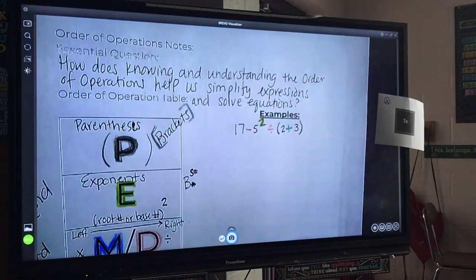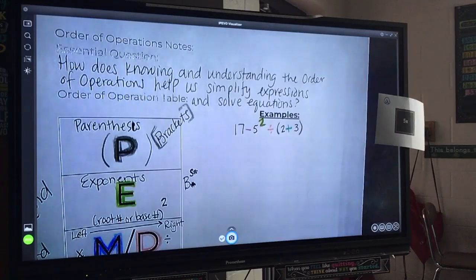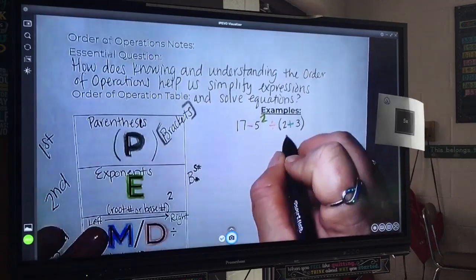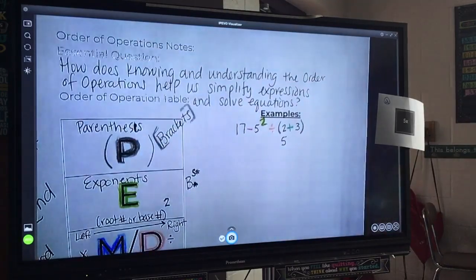Alright, so what is the first thing that we are looking for? The first thing that we're looking for. Okay, and what's going on inside of those parentheses? Alright, so we're going to do 2 plus 3, which is 5. So bring down your 5 and repeat everything else.